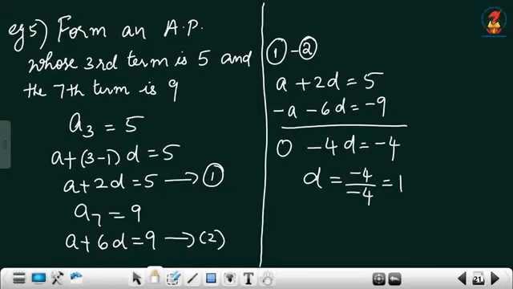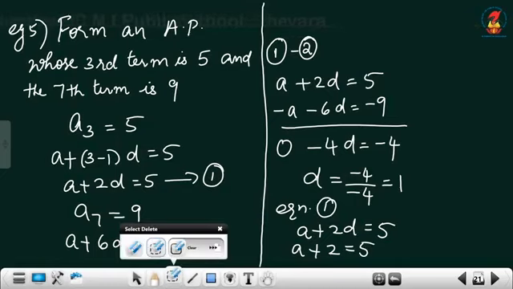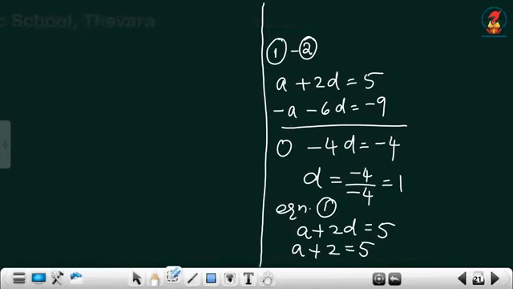So using any of these equations, we can find the value of a. So take equation 1. a plus 2d is equal to 5. d is 1. So a plus 2 is equal to 5. So a is equal to 5 minus 2, which is equal to 3. So we got d as 1 and a as 3.